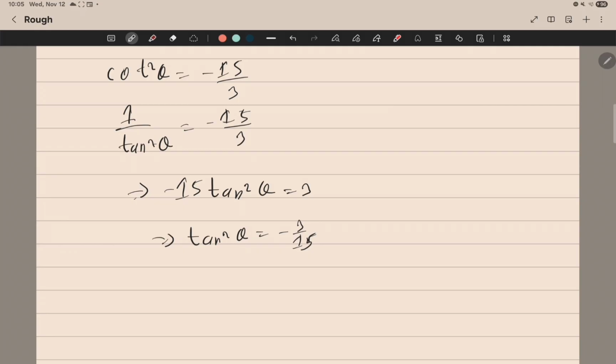Now, technically this is correct, right? Even though I didn't divide it, this is correct. But do you guys see the issue here? Do you guys see the issue? The issue.